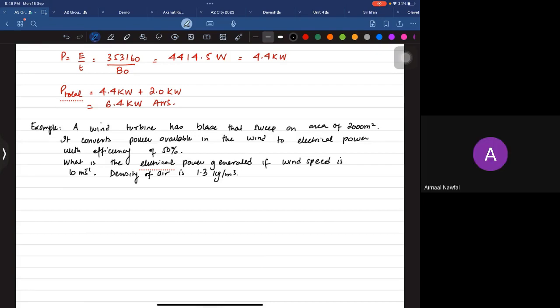Sir, only the area is given, not the volume. Nope, no volume. Isn't there like a height or anything too? Nothing. This is all the question. You need to find the electrical power.